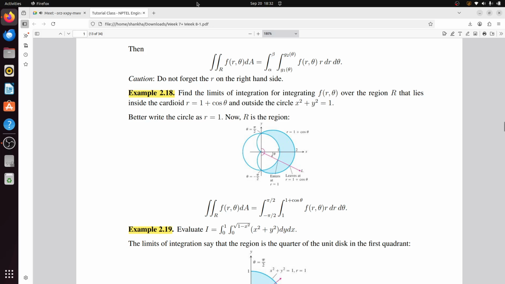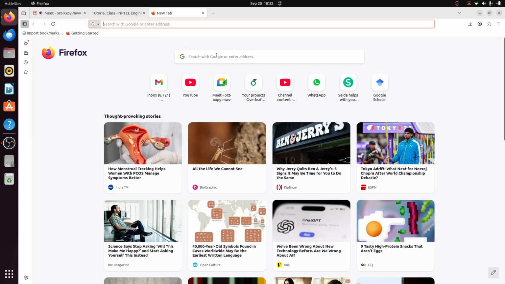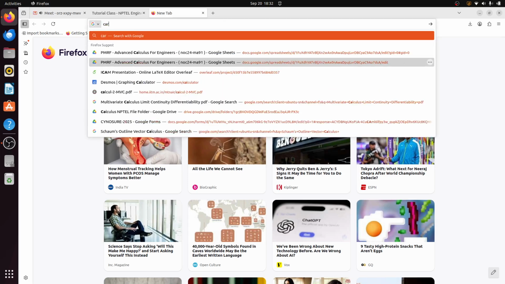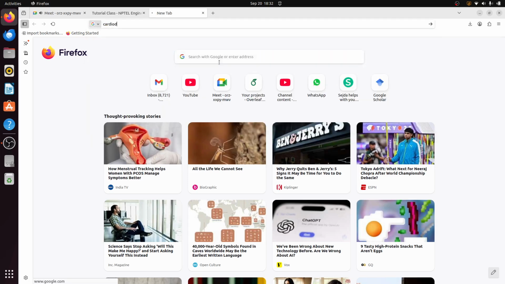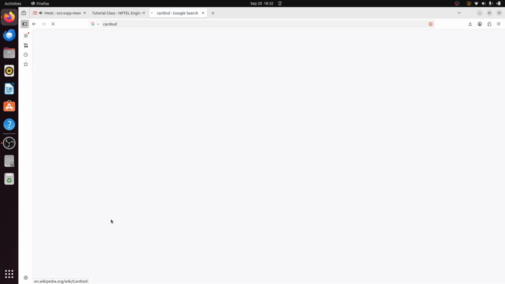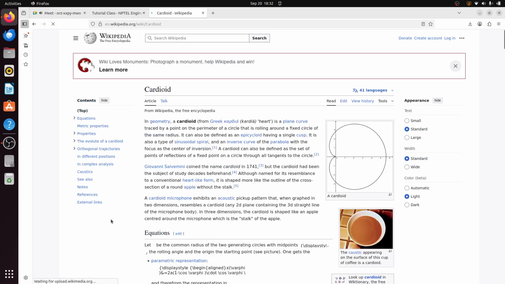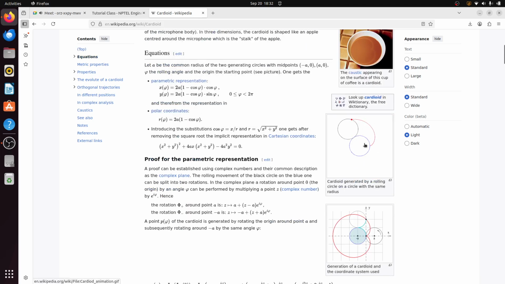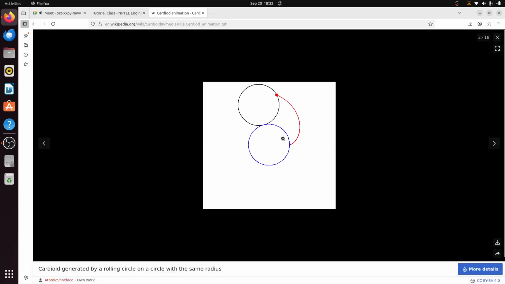Okay, you know how a cardioid is formed. I will just show you a video. Just see how a cardioid is formed. See, a circle is rotating over a circle. This becomes a cardioid.